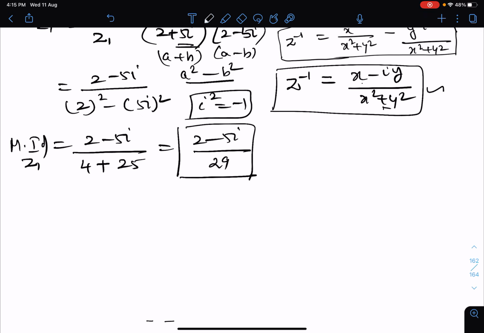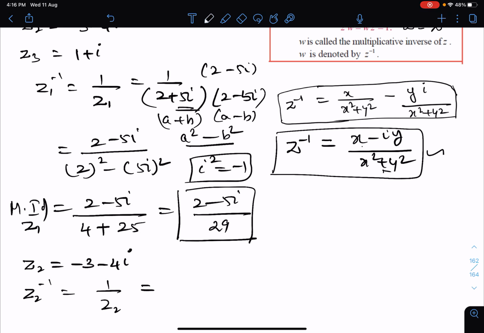What is our second one? Z2 equals minus 3 minus 4i. So Z2 inverse equals 1 by Z2. So here you are not going to simplify using the conjugate. You can directly apply the formula. If it is a 2 mark question, it's okay. But if it comes separately, find out the multiplicative inverse. You have to do all these steps.